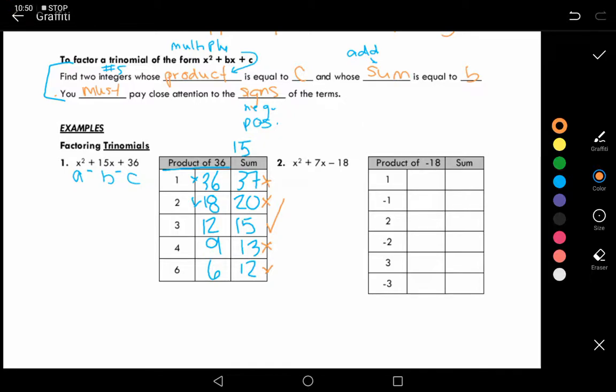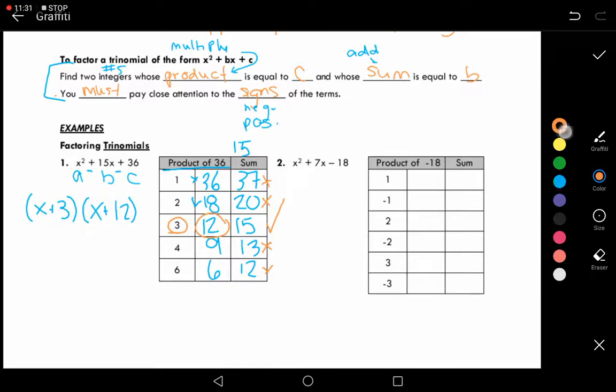So after I have those factors, all I need to do is make 2 brackets. They're both going to start with x and end with one of the values that we found in our chart, one of the factors. It doesn't matter which one is first and which one is second. You just have to make sure that you put the correct sign. Because these are positive numbers, I'm going to have x plus 3 and x plus 12.